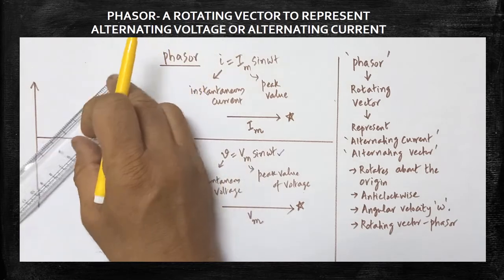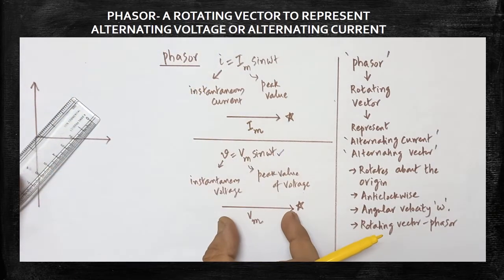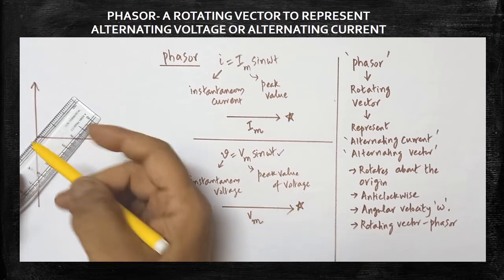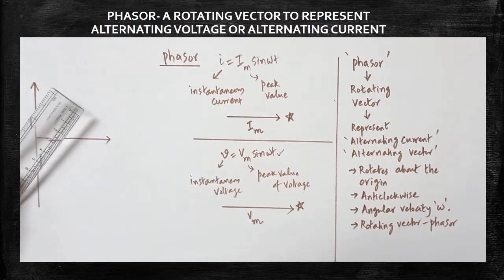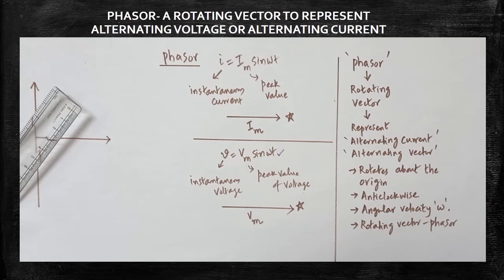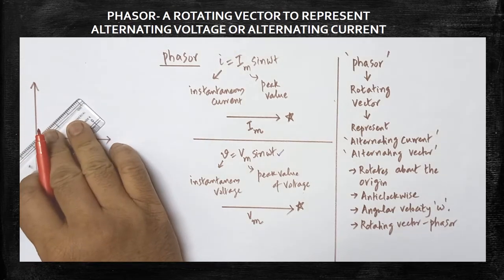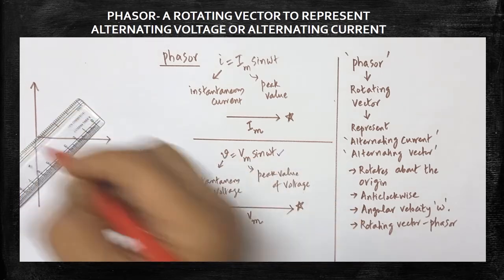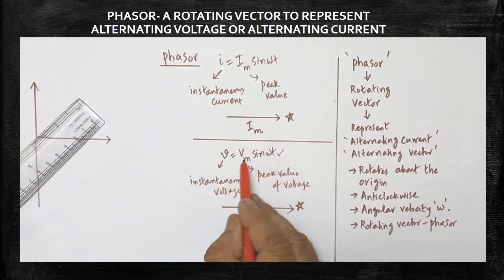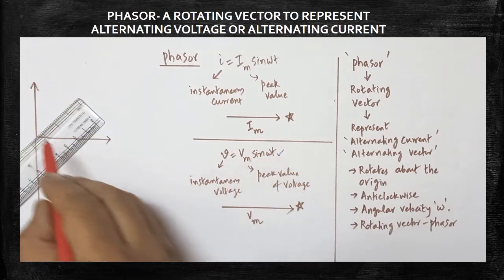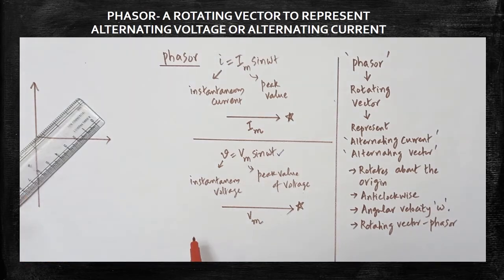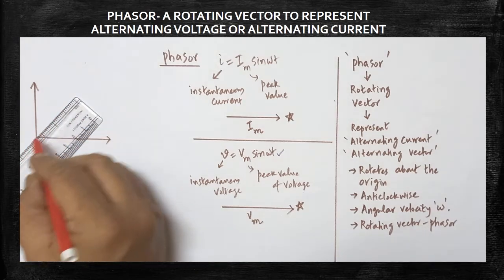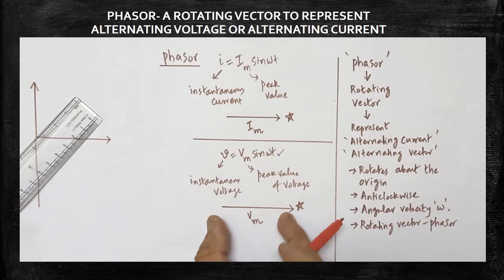Now I am going to draw Vm as the length of the line segment of the phasor. So I am going to draw the phasor for V. This V to be represented here. V is equal to Vm sin omega t to be represented in the form of phasor. How to choose the length of the line segment? Vm is the length of the line segment.